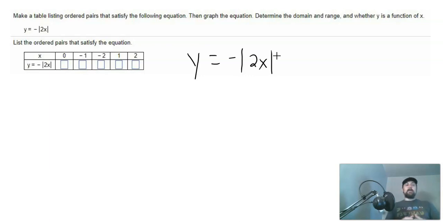The table will be filled in. The graph will be drawn, and the domain and range, and whether it's a function or not. So do the whole thing, right? Fill out the table, graph it, find the domain and range, and determine whether it's a function or not. And I will do the same thing off camera. And then when you resume, you'll be able to check your answers to see if you came up with the same answers.